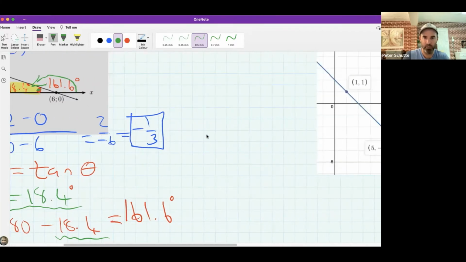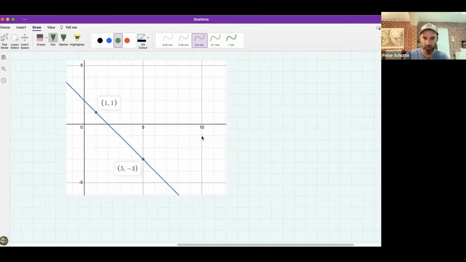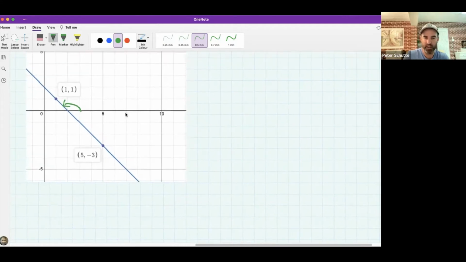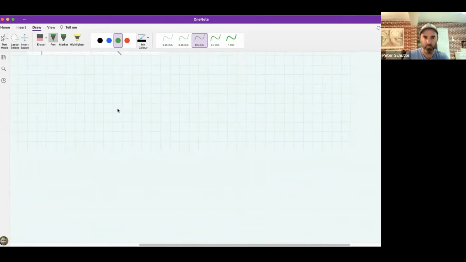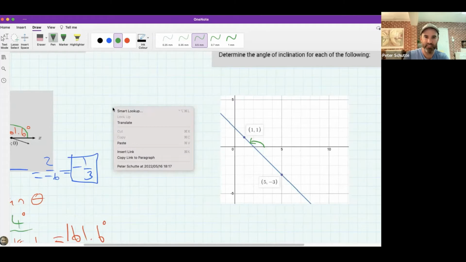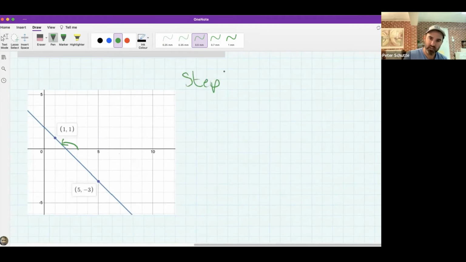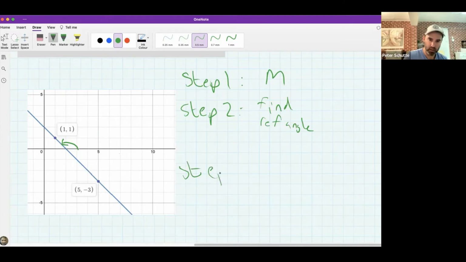Okay, let's do a practice example of this, because it's better if we just do it. So I'm giving you this straight line with a negative gradient. I want you to work out the angle of inclination, which is this one. I want you guys to try and do that using what I just did in the previous example. I can even zoom out a little bit, but if I zoom out too much, it's going to make the question harder to see. So all I'm going to say is: Step 1 is m. Step 2 is find the reference angle. Step 3 is adjustment. And just see what you can do.